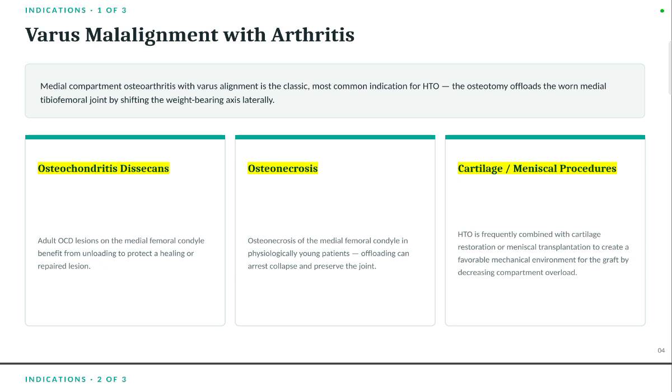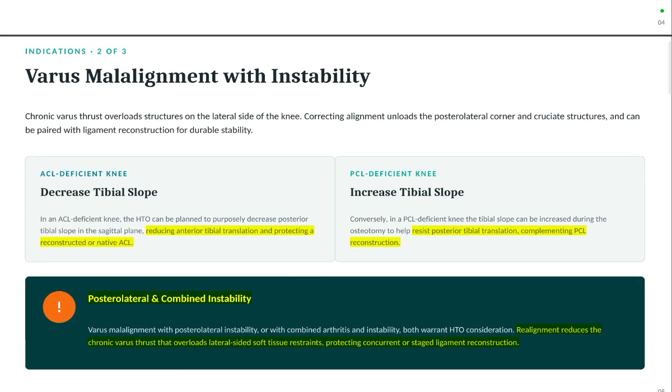In osteochondritis dissecans, osteonecrosis, cartilage and meniscal procedures, HTO will supplement by deloading the medial compartment. In ACL deficient knee, we decrease the tibial slope while doing HTO to reduce the anterior tibial translation and thus protecting a reconstructed ACL graft. In PCL deficient knee, we tend to decrease the tibial slope to resist the posterior tibial translation, hence to protect the PCL reconstruction graft. It can also be done in posterolateral instability, combined instability.